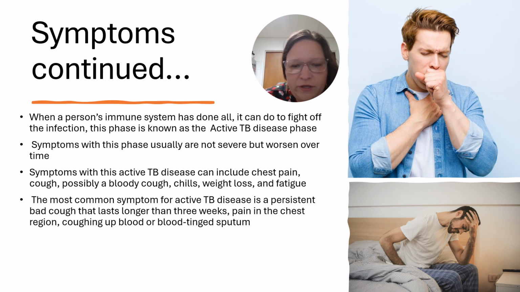Symptoms with active tuberculosis include chest pain, cough, possible bloody cough, chills, weight loss, and fatigue. The most common symptom of active tuberculosis is a persistent cough that lasts longer than 3 weeks. Pain in the chest region, coughing up blood or blood-tinged sputum. So if we cough up something and it's got a little bloody tinge, that is a warning sign that we possibly may need to go get checked for TB.